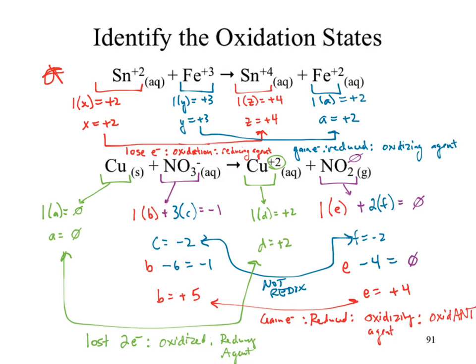Okay. So a couple interesting questions come out of this. I went from a +5 to a +4. That means I gained how many electrons? 1 electron. I went from a 0 to a +2. That meant I lost 2 electrons. Are my electrons balanced? No. That means the equation I'm looking at is not a balanced equation.